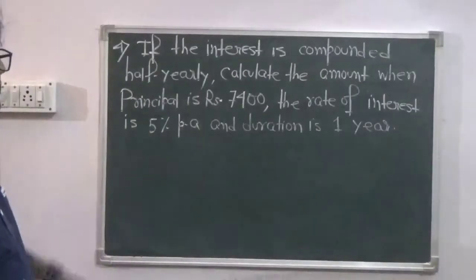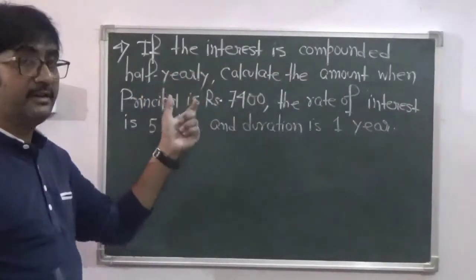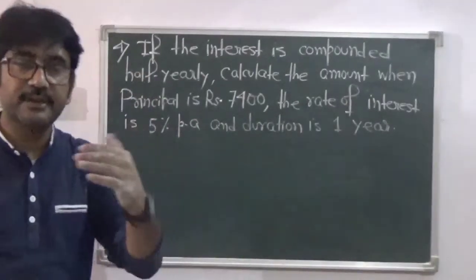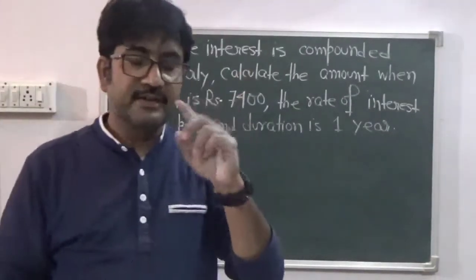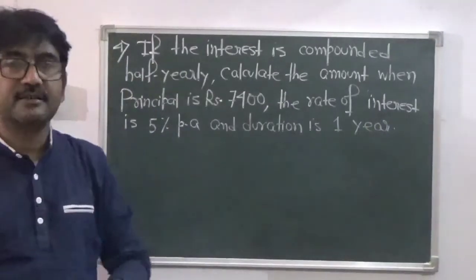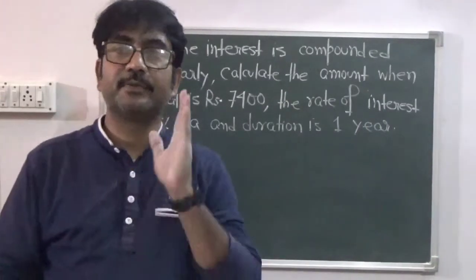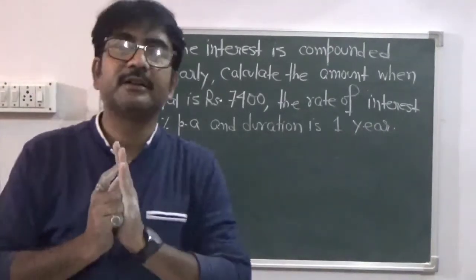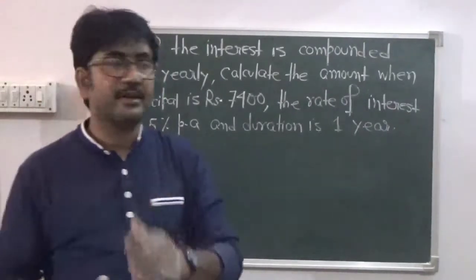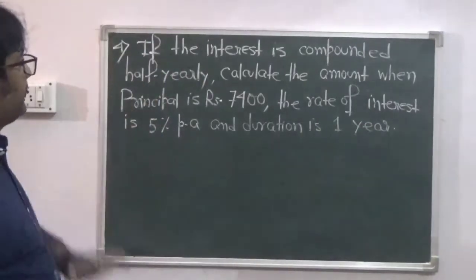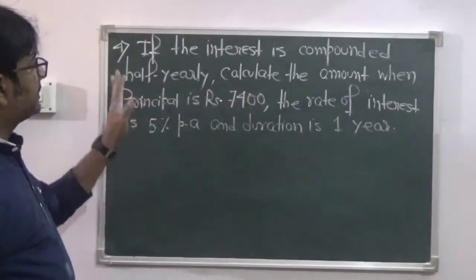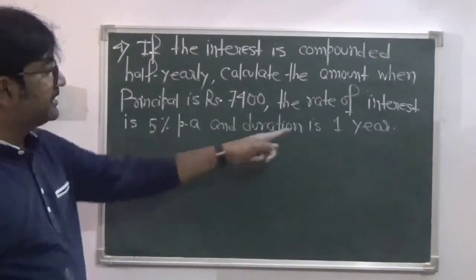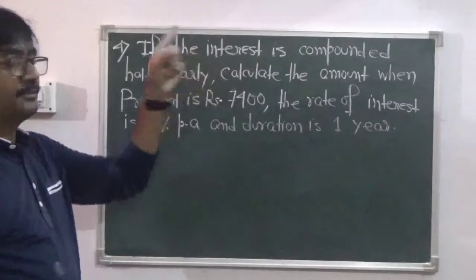Here, look at the question. If the interest is compounded half yearly, now first three cases were compounded annually. First case compounded annually. Second case compounded annually, but the rates were different for the different years. Third case was compounded annually, but the time was in fraction. Now you come to case number 4, that is calculate the amount when the principal is this much, rate of interest 5%, duration is 1 year, but the interest is compounded half yearly.